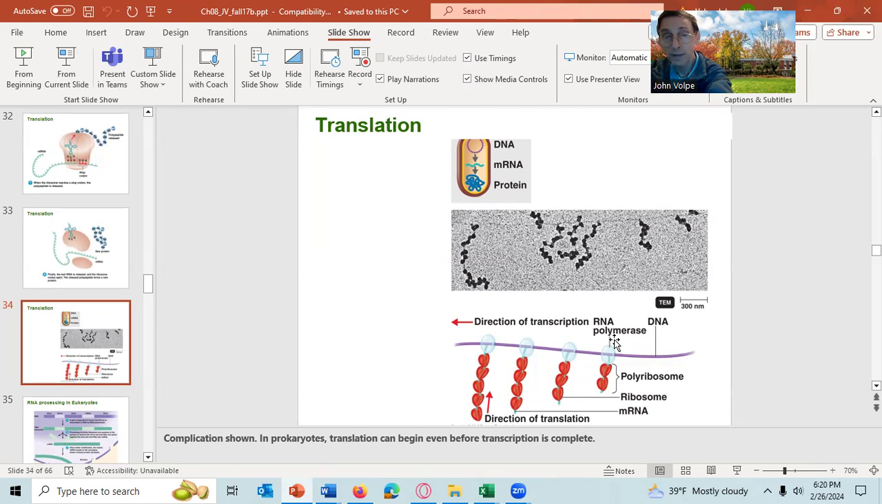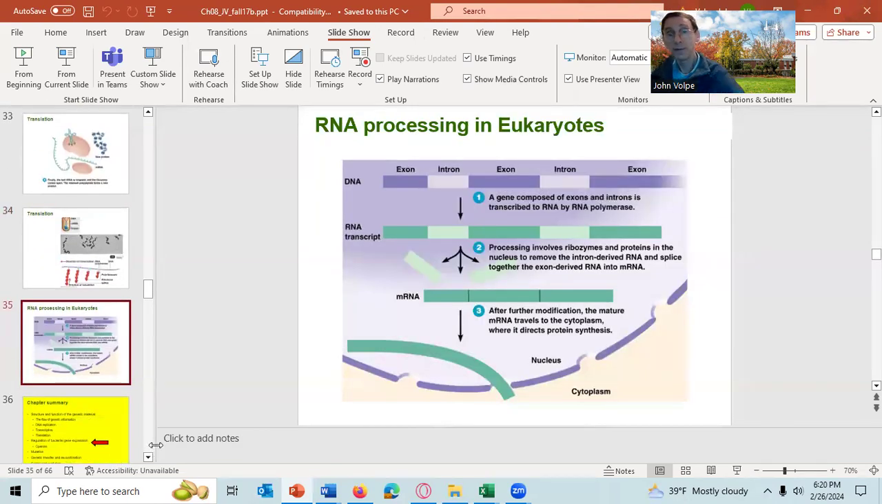Any question about any of that? All right, let me talk about the last complication, which is seen in eukaryotes. And that is, in eukaryotes, we have in DNA regions of the DNA that code for the protein, and we call those regions of the DNA an exon. But we also have regions of DNA that do not code for the protein, and that we call introns.